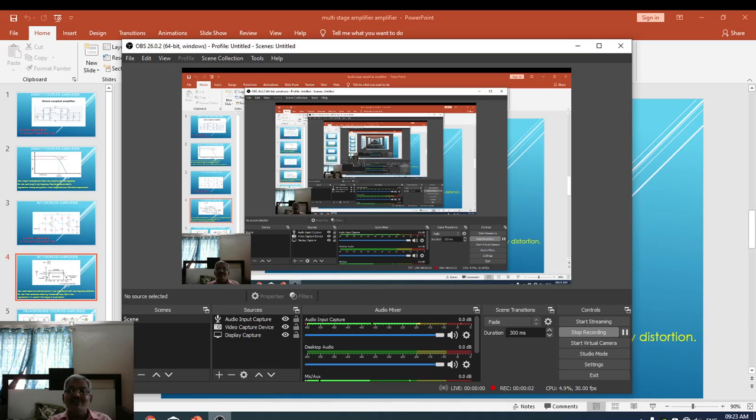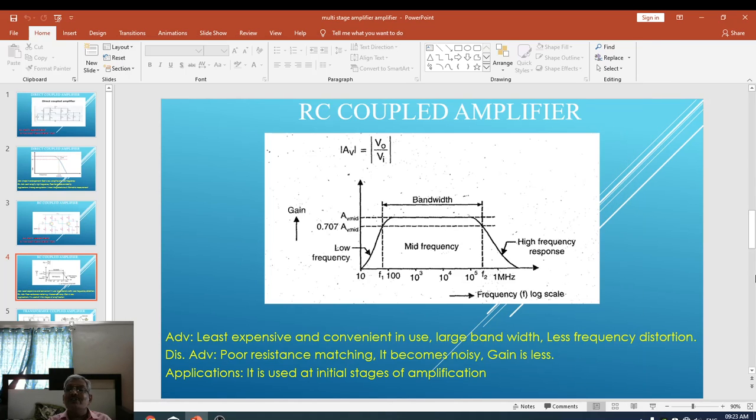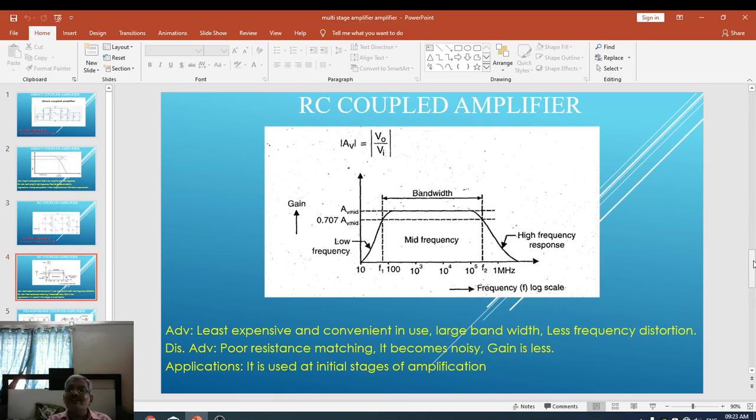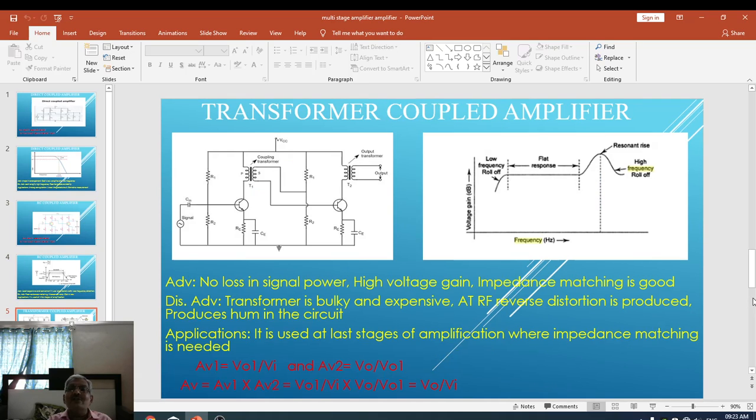Dear students, last time we studied the RC coupled amplifier, its frequency response, its construction, its working, along with its advantages, disadvantages and applications. Today we are going to study one more type of multi-stage amplifier, and that is known as the transformer coupled amplifier.